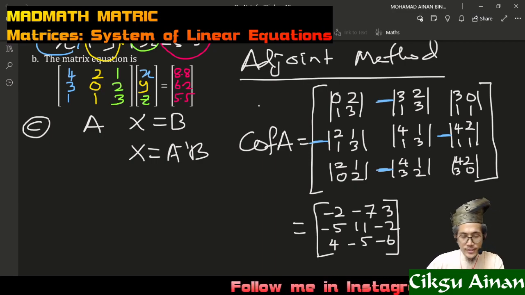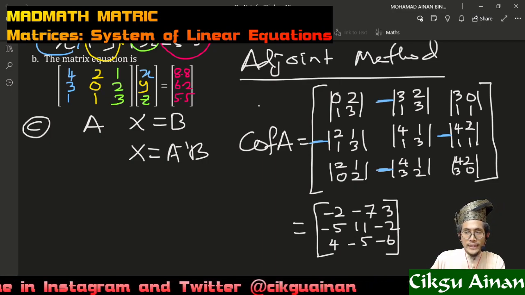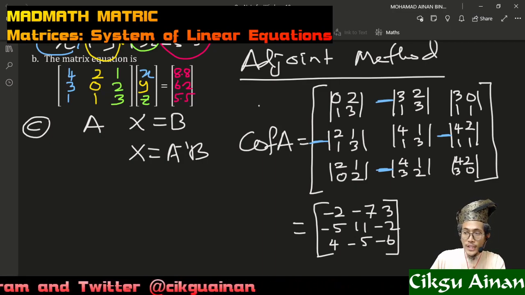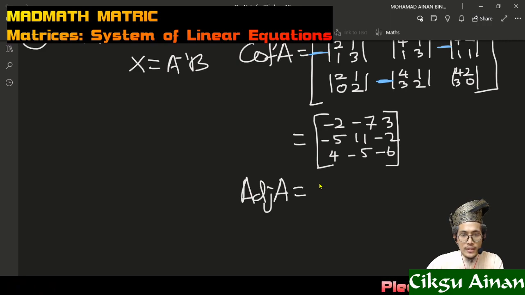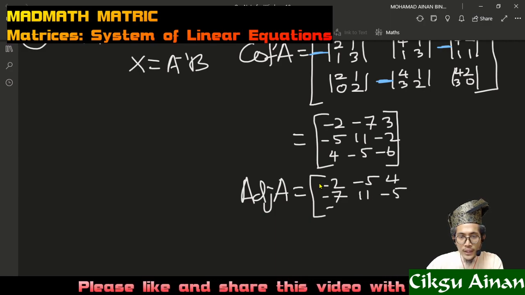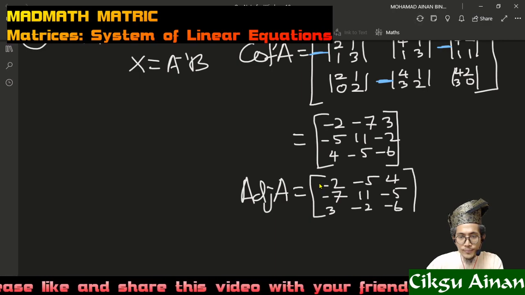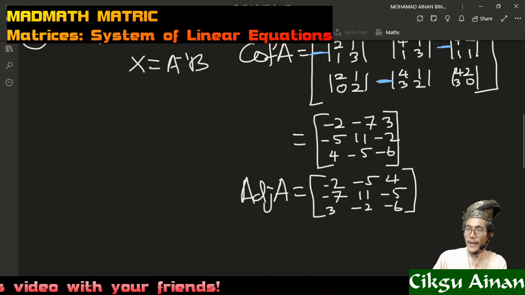And then next step is to find the adjoint. How to get the adjoint? We can transpose the cofactor. Adjoint A is just transpose everything. So minus 2, minus 5, 4, minus 7, 11, minus 5, 3, minus 2, minus 6. Okay, done already.